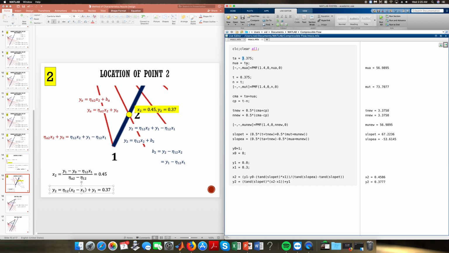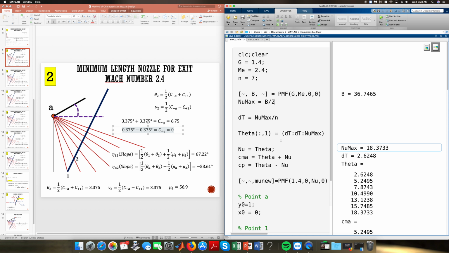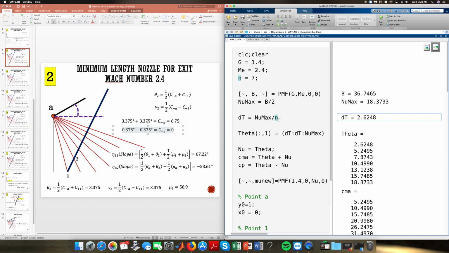Now I'm going to go over this point by point, right? So I'm setting my initial conditions, and I'm finding out what the Prandtl-Meyer function is for a given Mach number, and dividing that by 2. The reason I do that is because that's my maximum deflection angle that I want to get, right? So I know what my dt is. Now I'm dividing the entire deflection into equal intervals of 7. So each interval will have about 2.62 degrees the flow will turn, right?